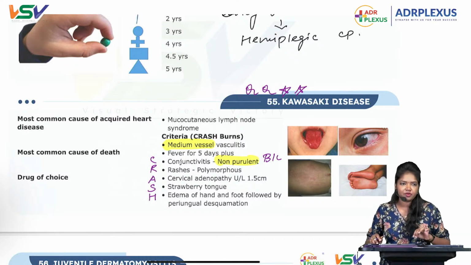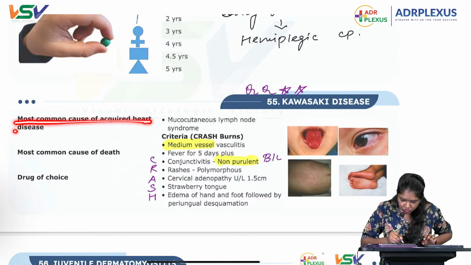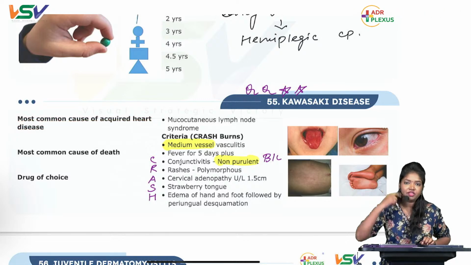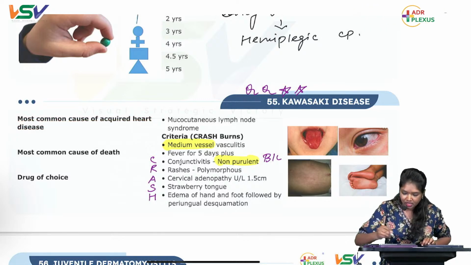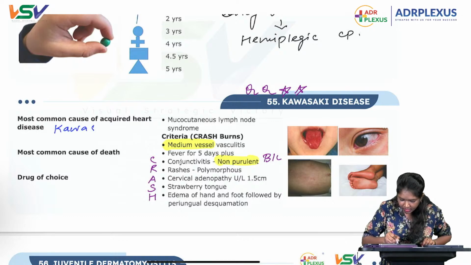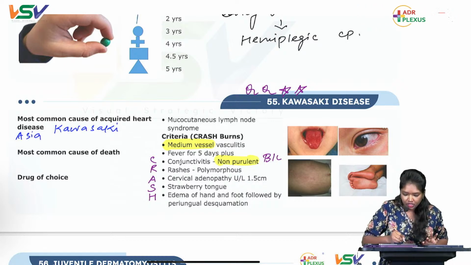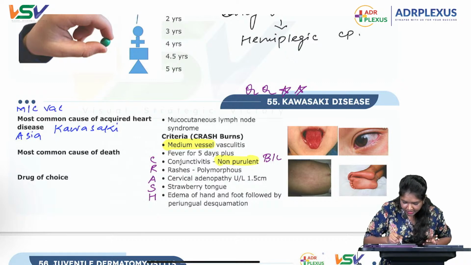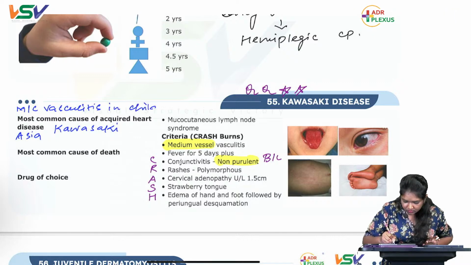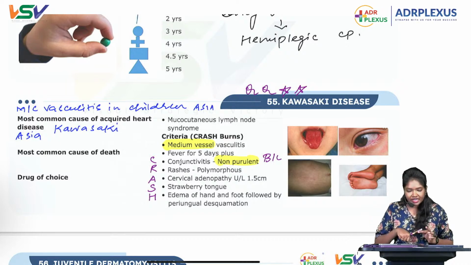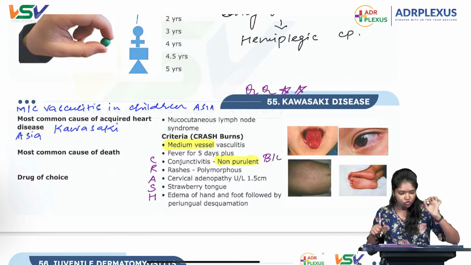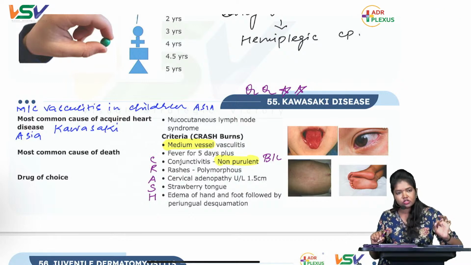One-liners and questions which will be asked from Kawasaki. It is the most common cause of acquired heart disease. Previously, it was rheumatic heart disease. Now, Kawasaki is the answer, especially in Asia. The most common cause of acquired heart disease in Asia is Kawasaki. The most common vasculitis in children in Asia is also Kawasaki.